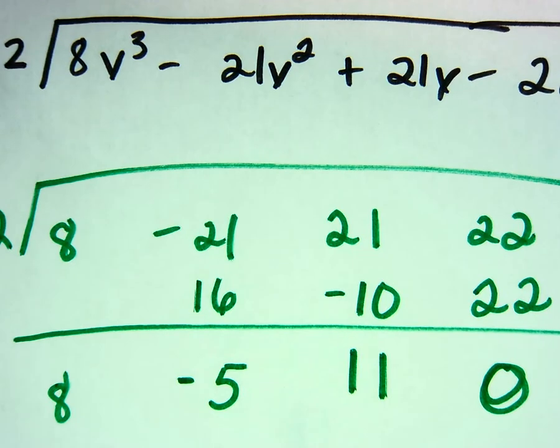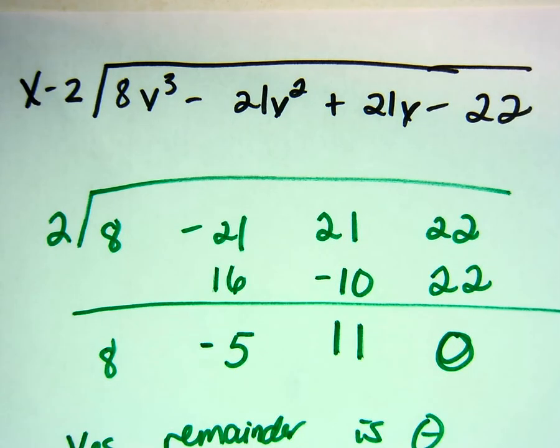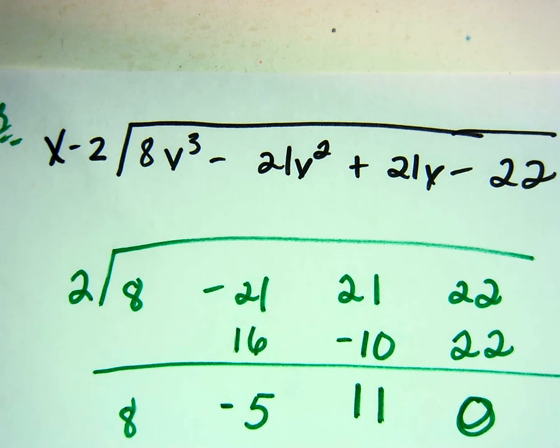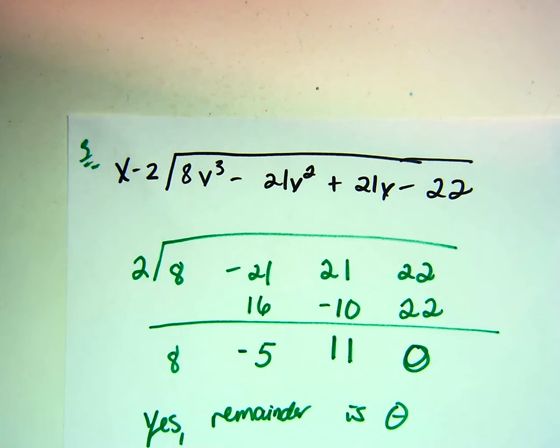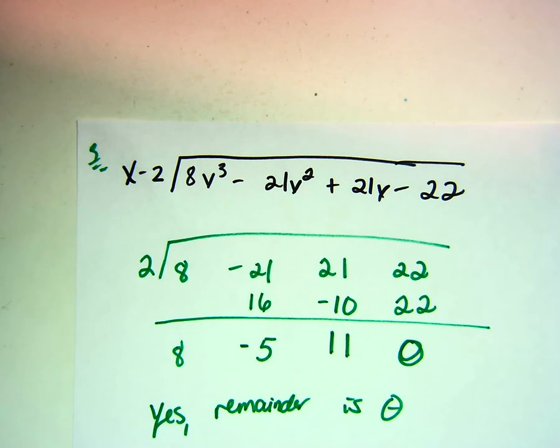So let me zoom out so everybody can see it. Okay, so synthetic division is very similar to long division, and we may not necessarily like long division, but we're going to do it today. So one of the factors that was given to you was x minus 2, hence you found it right here. The actual polynomial itself was 8x cubed minus 21x plus 21x minus 22.